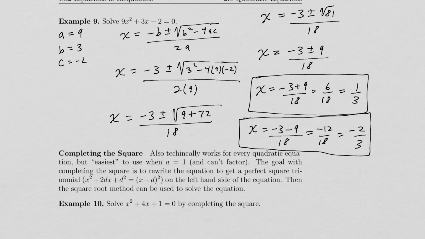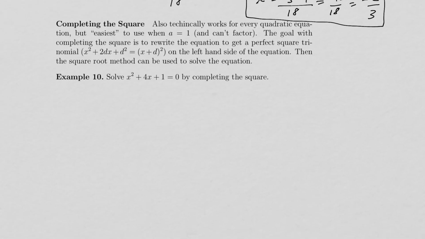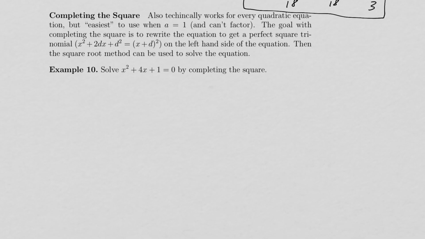Okay, let's just briefly talk about completing the square. Technically, completing the square will also work for any quadratic equation, and it'll give you either 2 real solutions, a double real solution, right? It could be the same real solution, or the 2 complex solutions. They're going to be complex conjugates of one another.